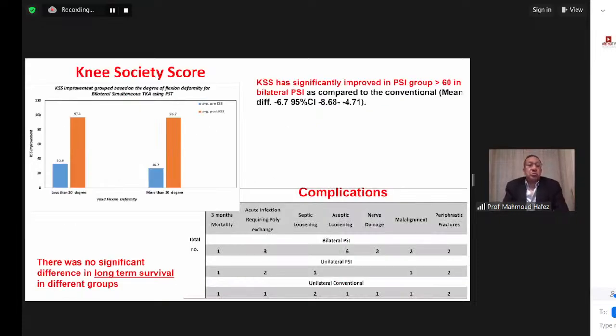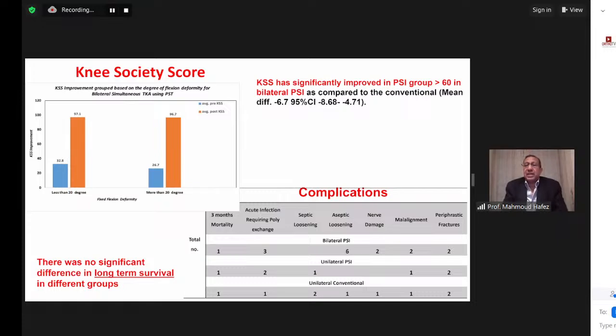With regards to long-term survival, there was no significant difference between these groups, but there was a significantly improved score in the PSI group, where it was more than 60 in the bilateral PSI as compared to the conventional. I'm sorry, I can't see the title here for some reason.